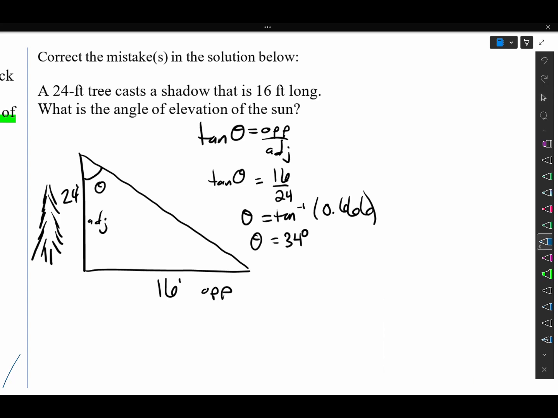Good, so we have a 24-foot tree. It is casting a shadow that is 16 feet long. We're looking for the angle of elevation of the sun. First, we'll double check our diagram. We'll make sure that things are labeled in the right spot.